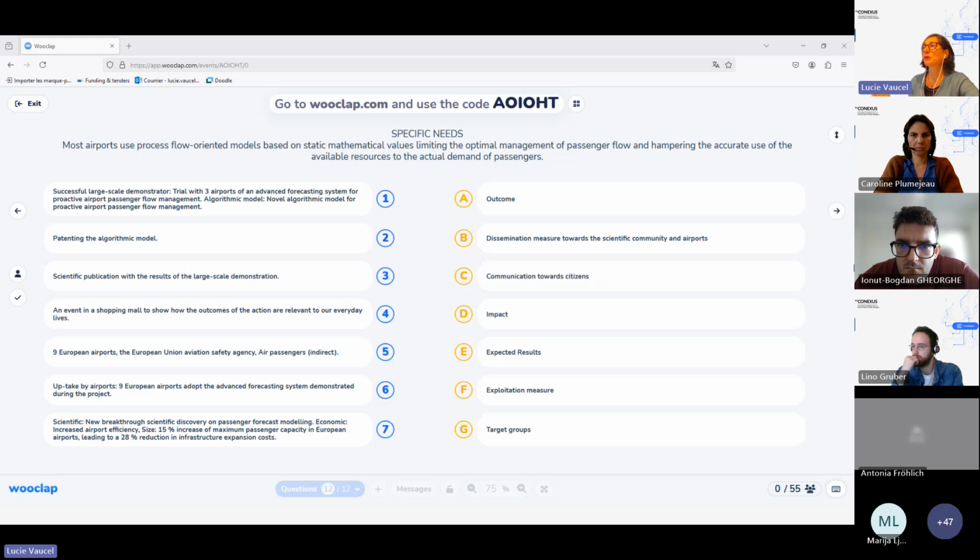Do you think it corresponds to an outcome, or is it a dissemination measure, or is it a communication measure towards citizens? Is it an impact, or is it an expected result, or is it an exploitation measure, or are these target groups? And do the same for all the other definitions. So I leave you a few minutes to do that.